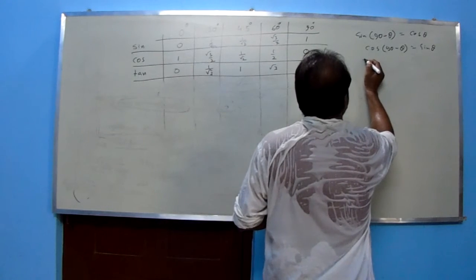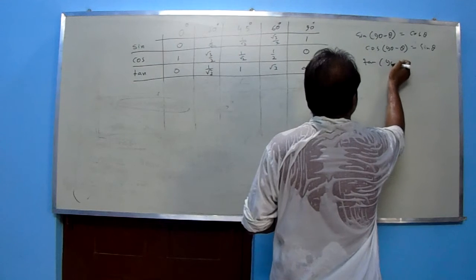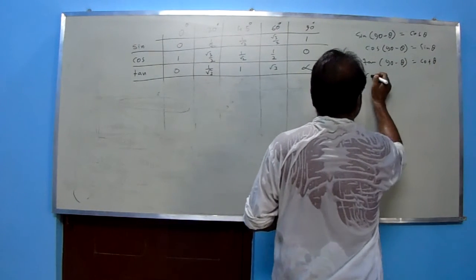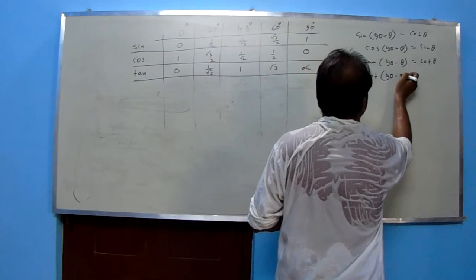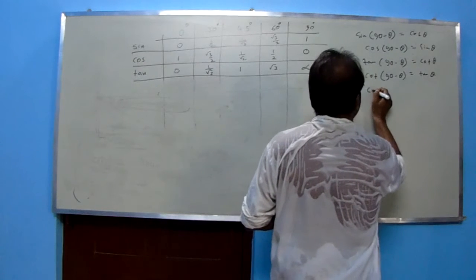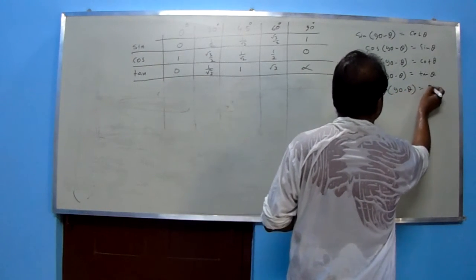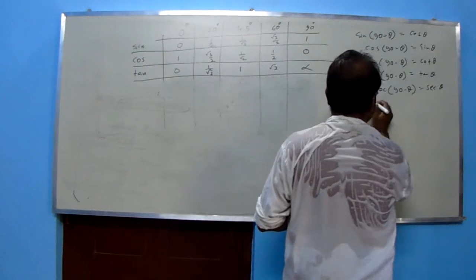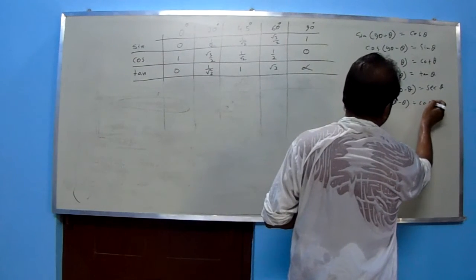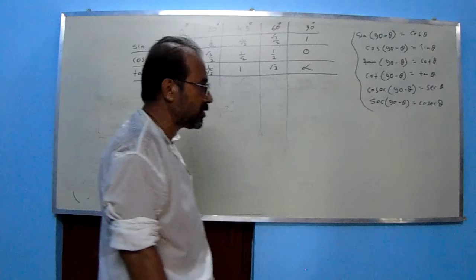Then tan 90 minus theta equal to cot theta. Cot 90 minus theta equal to tan theta. Then cosec 90 minus theta equal to sec theta. Then sec 90 minus theta equal to cosec theta. So this part is also taught.